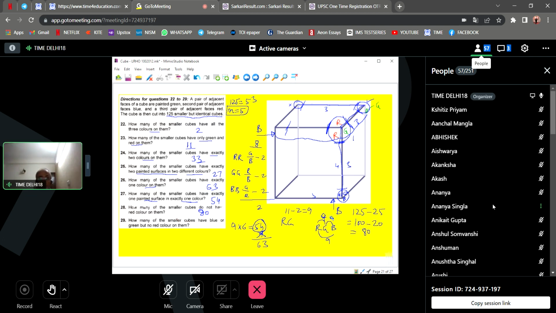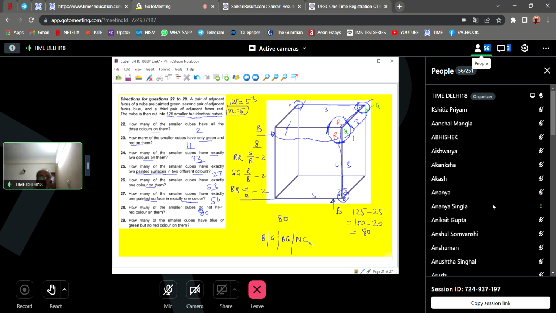Question number 29 says, how many of the smaller cubes are blue or green but no red color? See, red we have already removed. How many pieces are we left with? 80. What is in these 80? Some of the pieces have blue color, some have green color, some have blue and green both, and some of the pieces do not have any color.